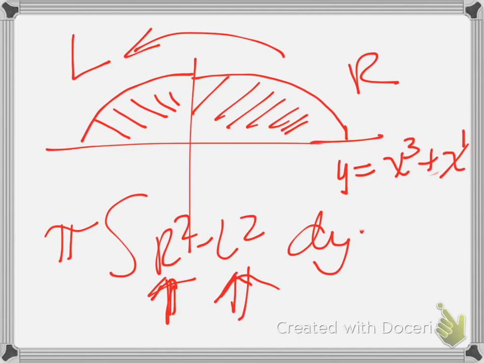Now, I know some people had asked, can I use the shell method even if I can get it in the form x equals? Yes, you can use the shell method as long as you're going over the y-axis. Then you're good to go. And Bernadetta had a follow-up question. When do you set the functions equal to each other to get the interval?